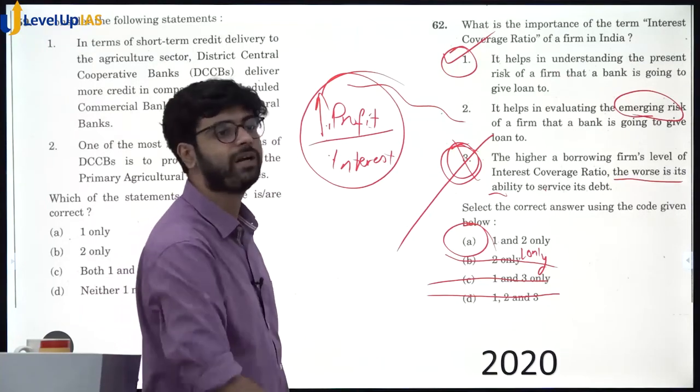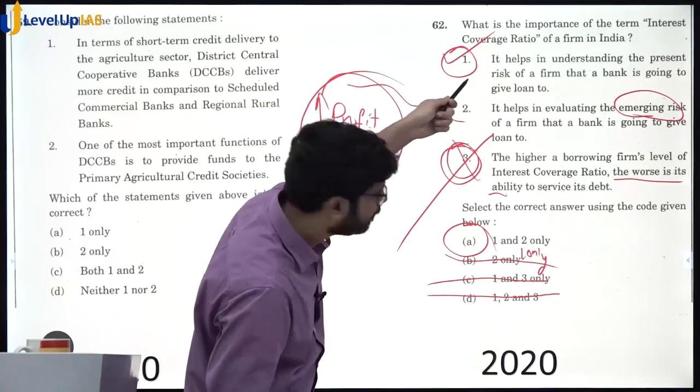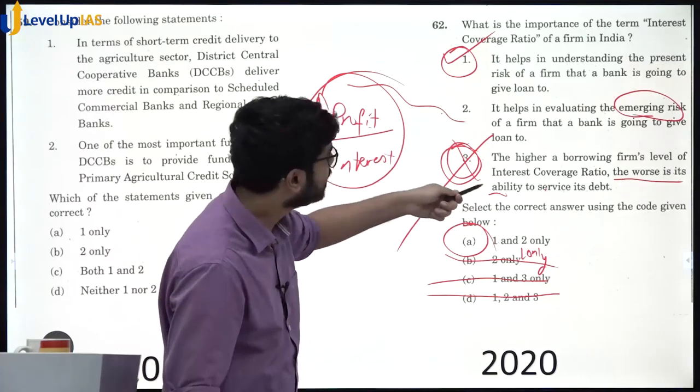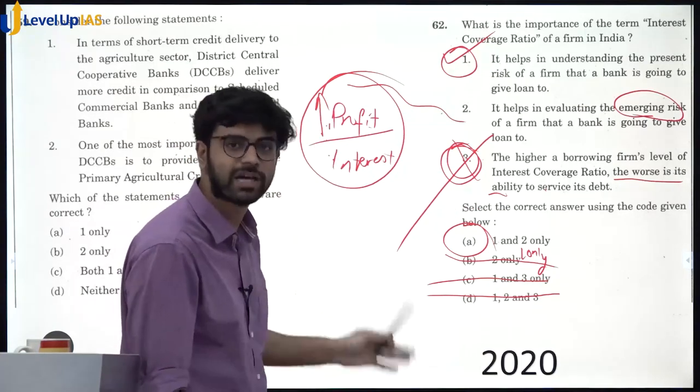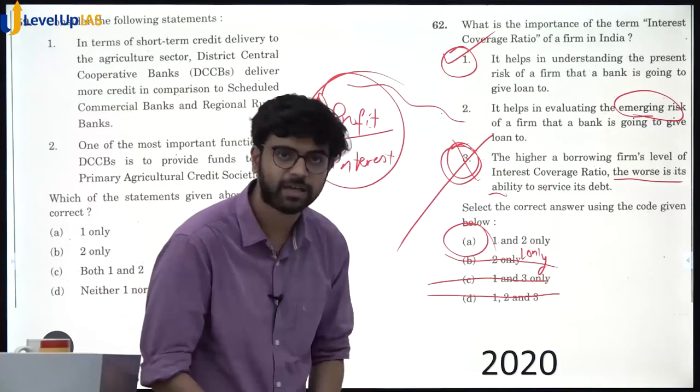Now look at what is 1 and 3. This is the very concept of the question. And this is the very concept of the reading. What does it show? Yes or no? So this 1 and 3 is 1 and the same thing.